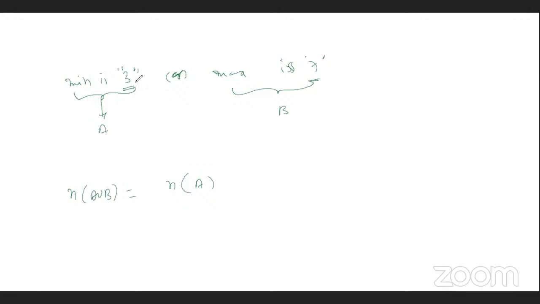Understood, sir. Minimum is not 3 means 1, 2, 4, 5, and all those ways we would have to consider. So it is N of A plus N of B minus N of the intersection. What is N of A? Minimum is 3, and that is 8 power 5 minus 7 power 5. Why? Because at least one 3 should be present.